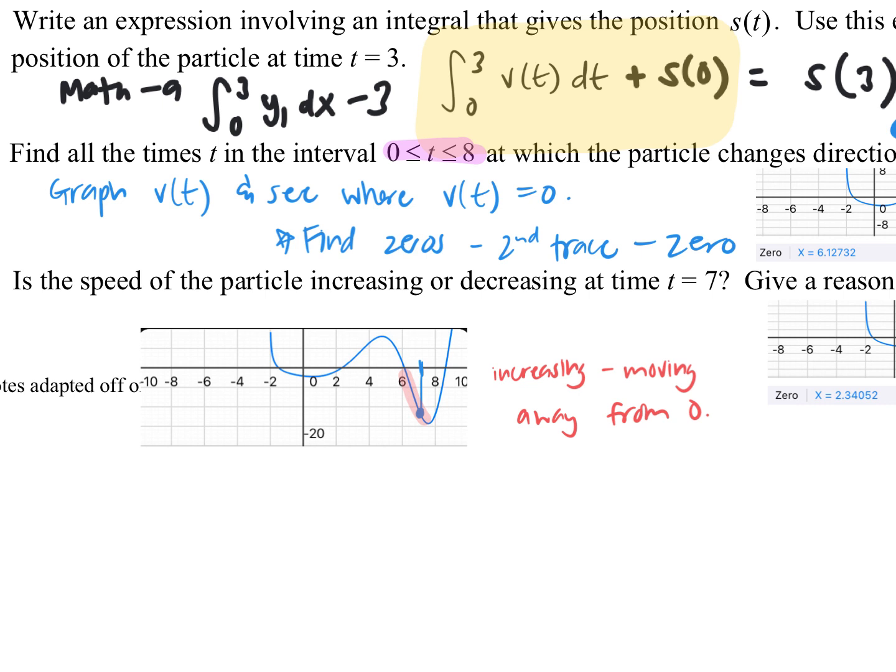Or we can look at my velocity and acceleration. This is my velocity function, so I know v of t is negative. And if I looked at the slope in that red section, the slope of all of those would also be what? Negative, right? So since those two signs match, we also know that it is increasing. Okay, so it's increasing at time t equals 7.